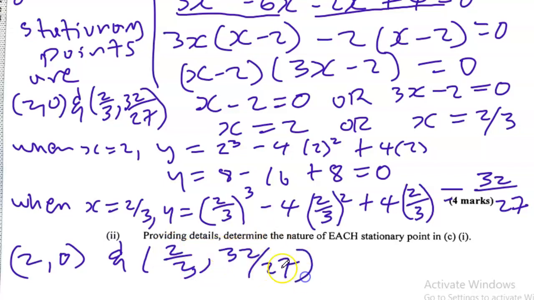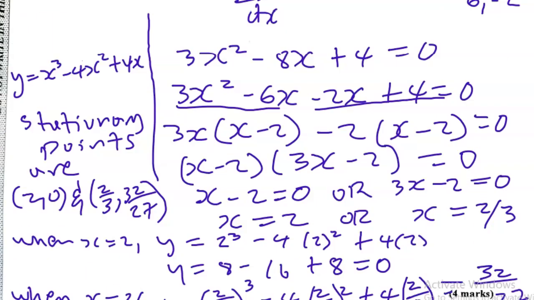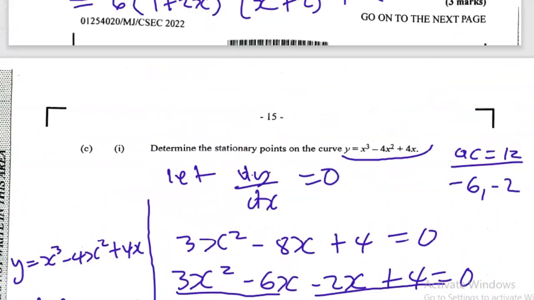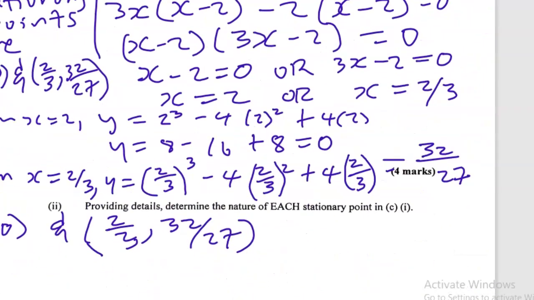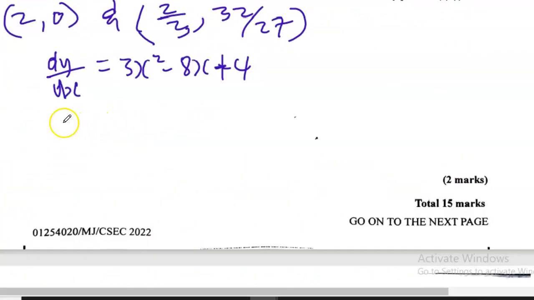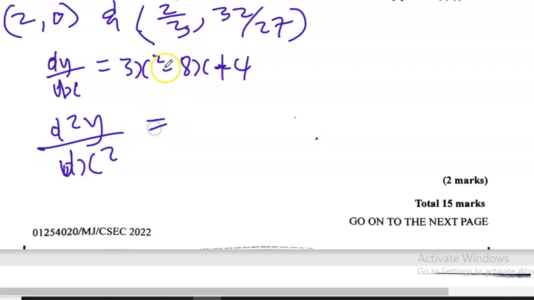So now next we're asked to determine the nature of each stationary point. And to do that we need now the second derivative. Remember, the first derivative was 3x squared minus 8x plus 4. So we need the second derivative, which will be d2y by dx squared. Differentiate 3x squared, we get 6x. Differentiate negative 8x, we end up with negative 8.